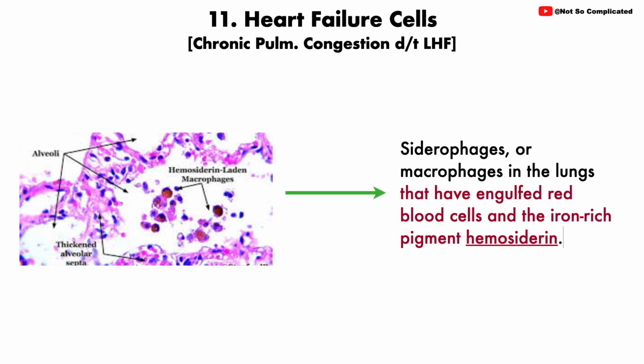All right, so siderophages, we also talk about siderophages as heart failure cells, or macrophages in the lungs that have engulfed red blood cells and the iron-rich pigment hemosiderin. So that hemosiderin causes siderophages. All right, so that is about heart failure cells.